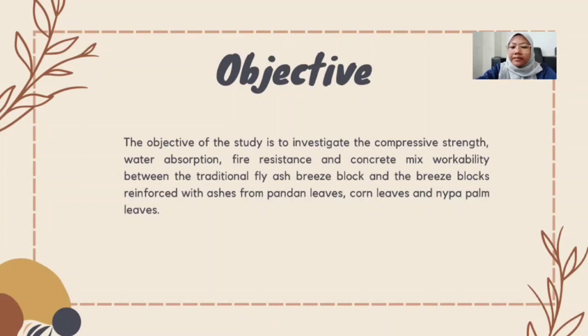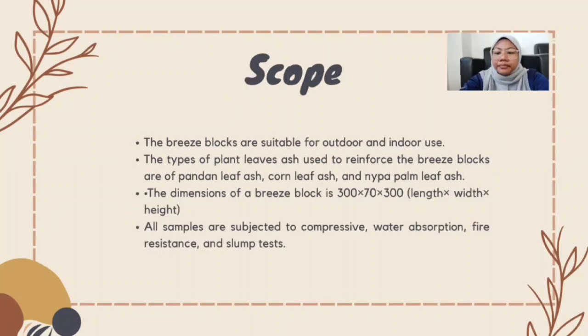Objective. The objective of the study is to investigate the compressive strength, water absorption, fire resistance, and concrete mix workability between the traditional fly ash base block and the base block reinforced with ashes from pandan leaf, corn leaf, and nipa palm leaf. Scope. The base blocks are suitable for outdoor and indoor use. The types of plant leaf ash used to reinforce the base block are pandan leaf ash, corn leaf ash, and nipa palm leaf ash.